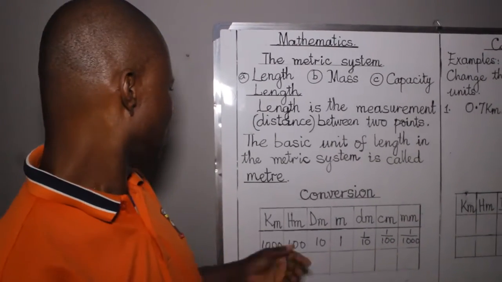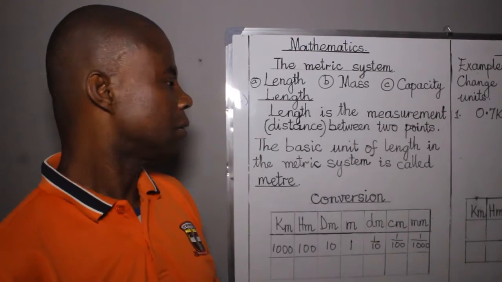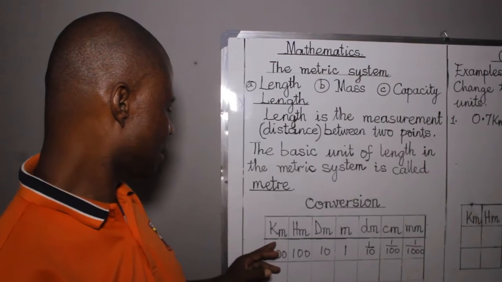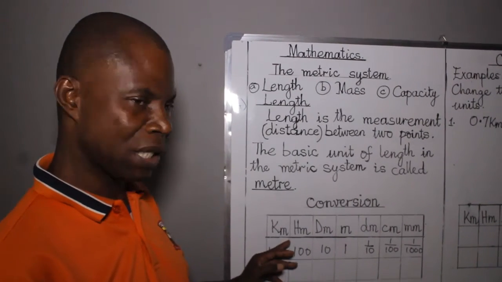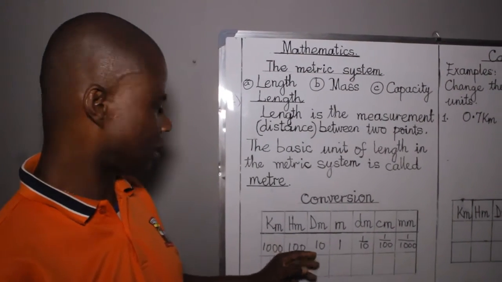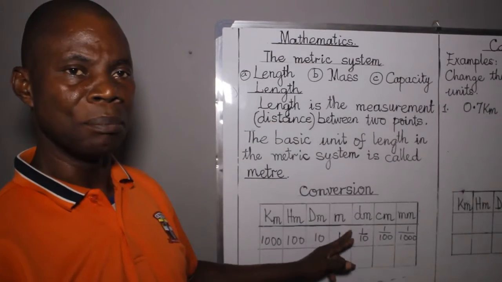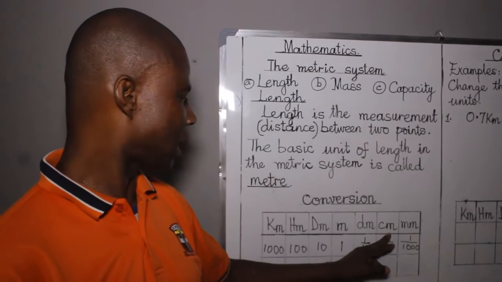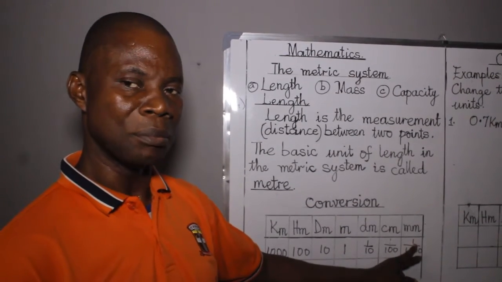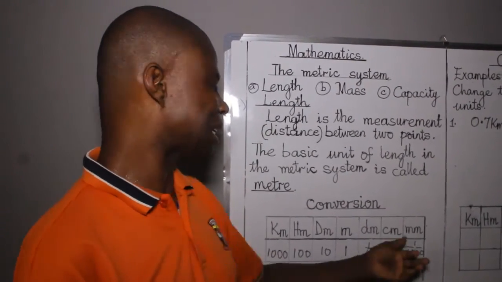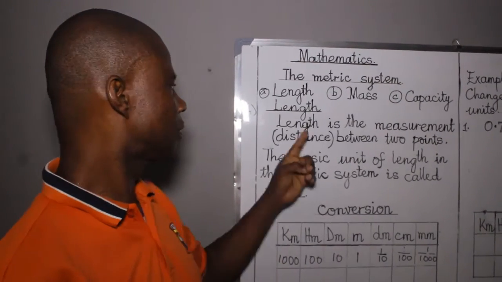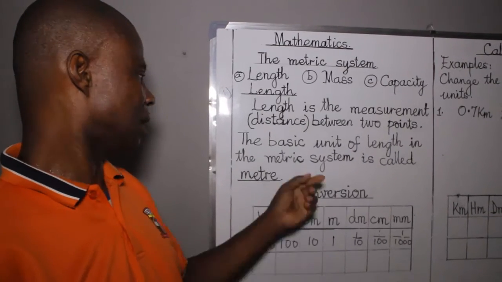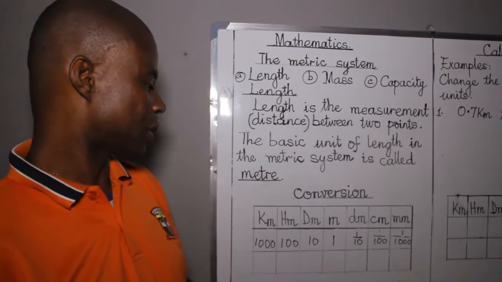Meter is used in other units of length. For instance, we have kilo, then we add meter: kilometer, hectometer, decameter, meter, decimeter, centimeter and millimeter. So these are the 7 units of length. But meter is the basic unit under the metric system.